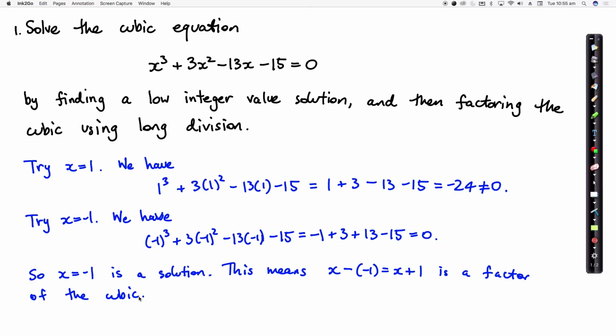Okay, so now what we want to do, and it says this in the question, is we want to factor the cubic into x plus 1 times the rest, and we've got to figure out what the rest is. And once we have the rest, that'll be a quadratic equation, and we can find the other 2 solutions. And the way we're going to find out the rest is using long division.